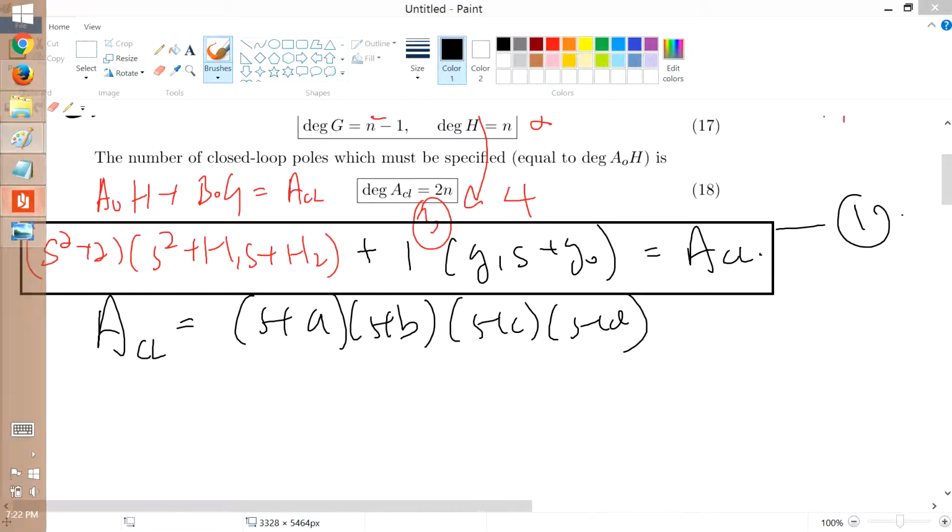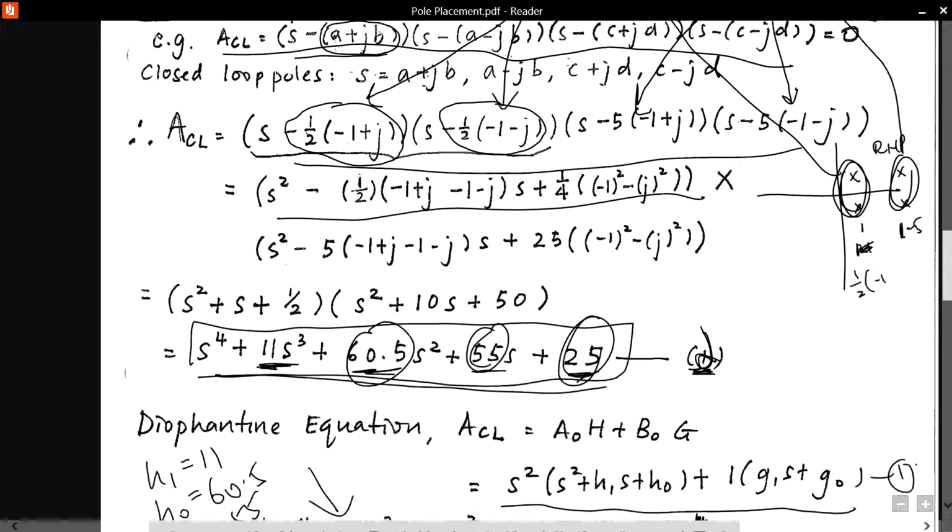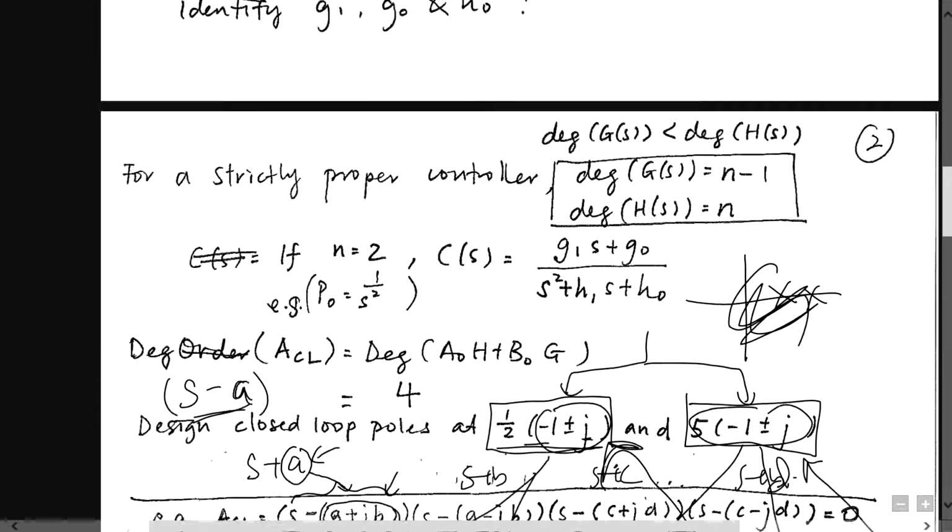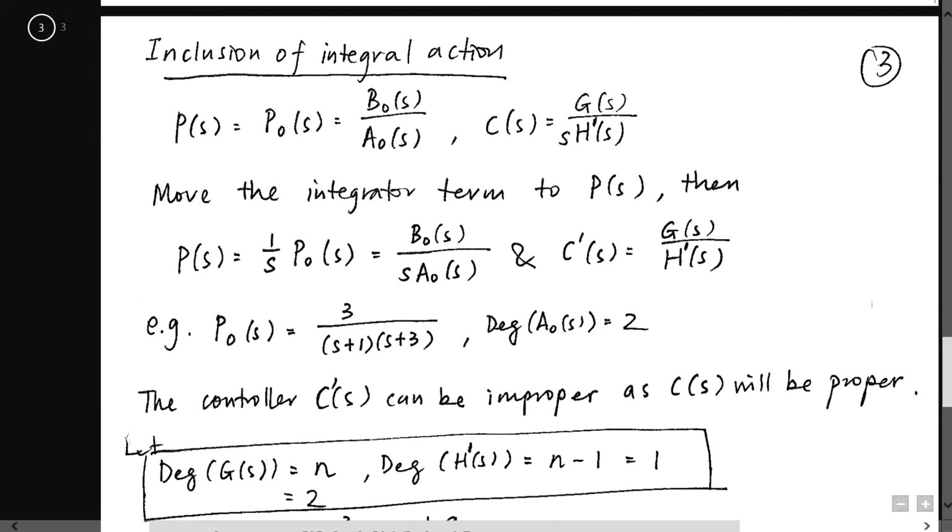So this is just some application of a strictly proper system using a strictly proper criteria, and that's all it is. In the next video we'll talk about inclusion of integral. See you there.